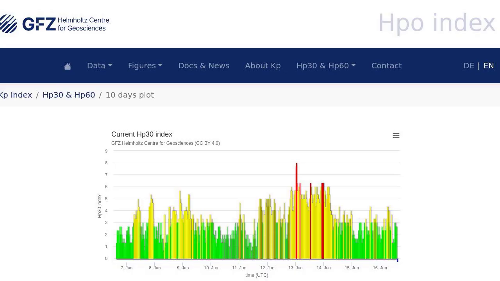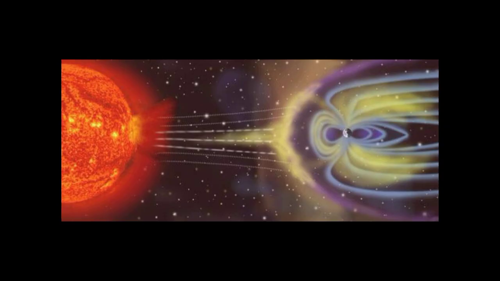I have downloaded the global geomagnetism data from the Geo Research Institute in Potsdam, near Berlin, Germany. Now I must define what I mean exactly by geomagnetic storm. I define it as the HP60 index being larger than 5.